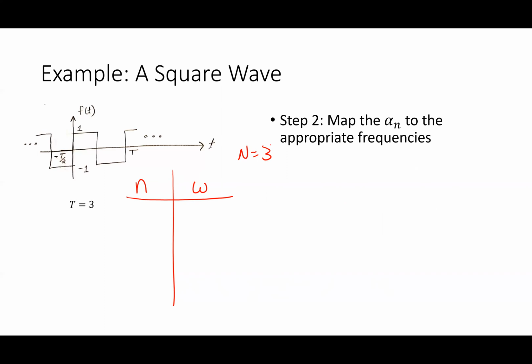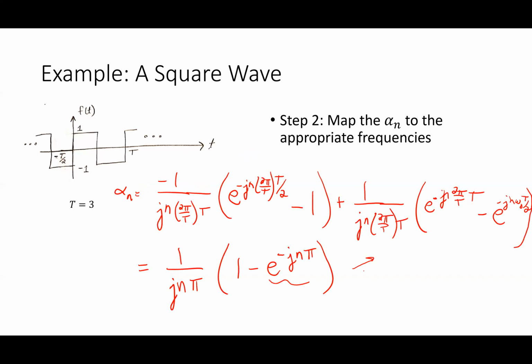So what values of n? Let's start it that way. At what values of n do I have stuff? If I look at this carefully and work it out, what you'll find is that alpha n is equal to 0 for n even. And then it's equal to something else for n equal to an odd number.